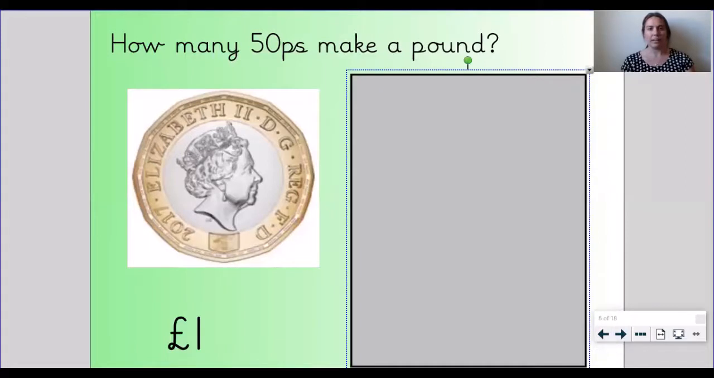All right, we're getting there. We're going through quite a lot of them now. Having a think. So we know our 10s, we know our 20s. How many 50 pence pieces do we need to make £1? This one's hard. How many 50 pence pieces do we think we need to make £1 whole?